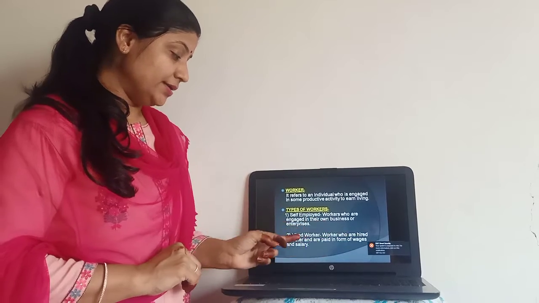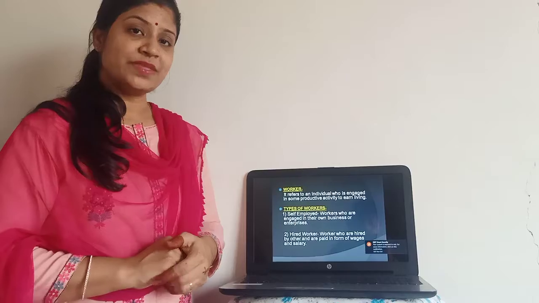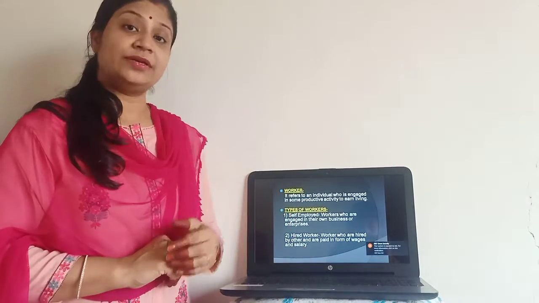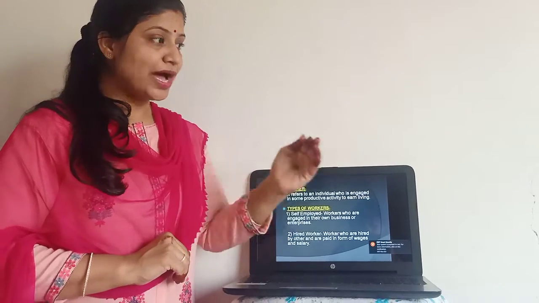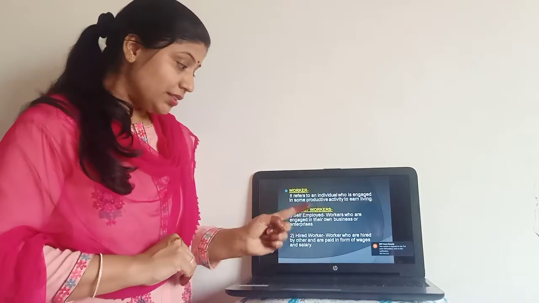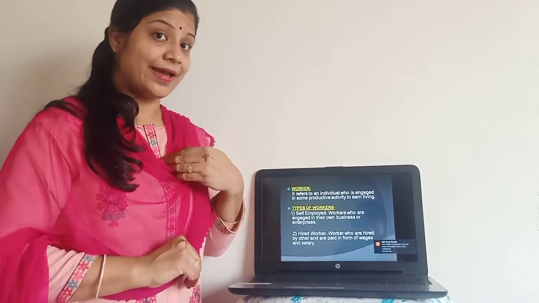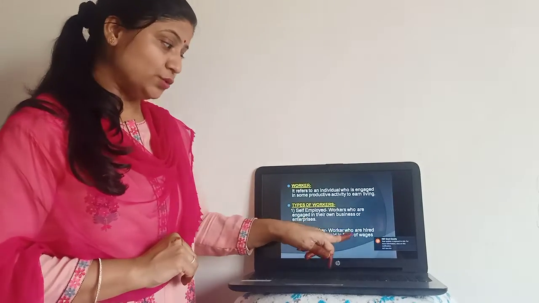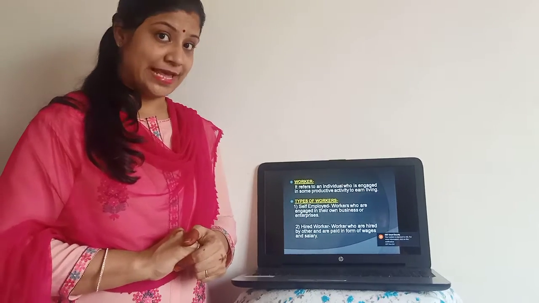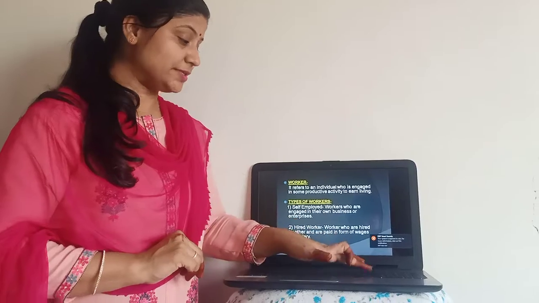The second is hired workers. Workers who are hired by others and are paid in the form of wages and salary. As an example, I have a business, so I am self-employed. Now I need an accountant, so I will hire someone, that means I will appoint someone and I will give him salary. That accountant will be a hired worker because I am appointing him. It's written here: hired by others and paid in the form of wages or salary. So this is the difference between self-employed and hired workers.